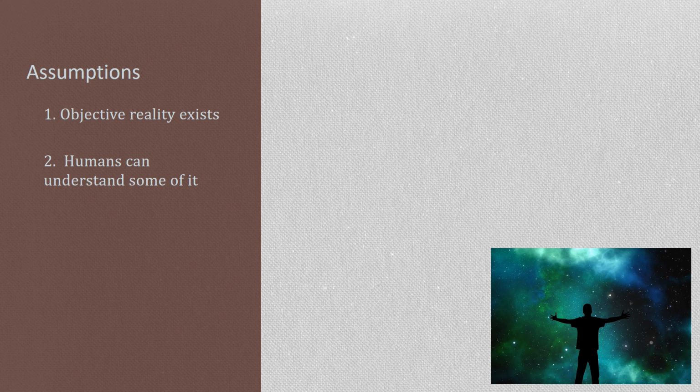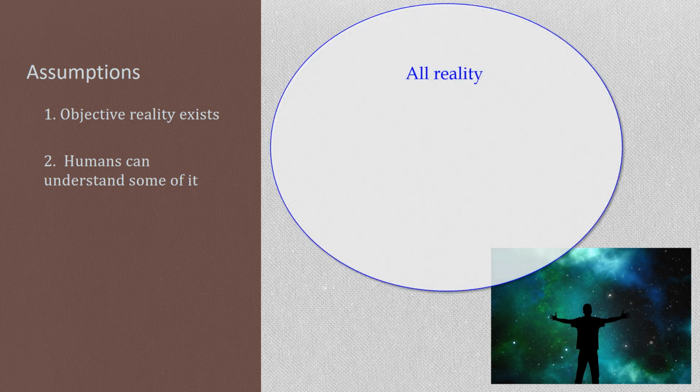The second assumption is that of all of that reality that exists, humans can, in fact, understand some of it. So here's an image of a guy pondering the vast expanse of the universe. That might be all reality. And what scientists assume is that within all of reality, humans have the capacity to know some of it. So here, this knowable realm is only part of all reality that exists, and it's limited by the capacity of our human brains to even perceive that this exists.